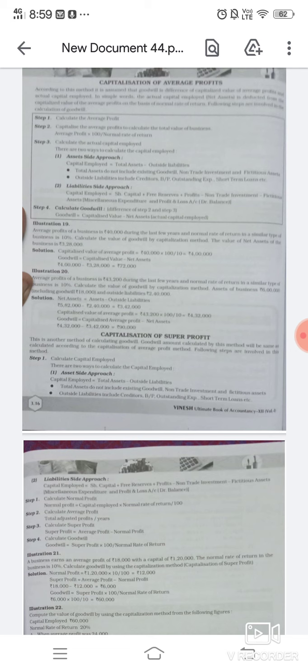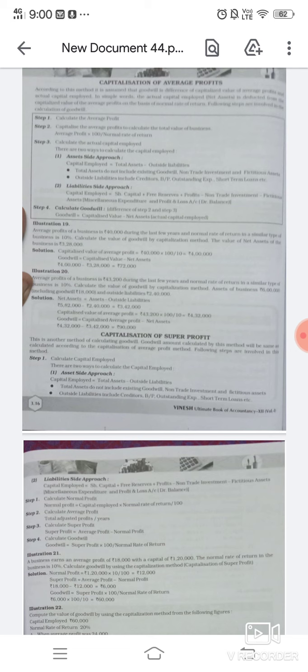From that asset amount, we have to subtract the outside liabilities. So outside liabilities are given directly. It's very simple. So assets are 5,82,000 minus outside liabilities. The balance is called the net asset. So if from the asset you subtract the outside liabilities, it is called the net asset. Keep in mind. The next one is the capitalized value of average profit.